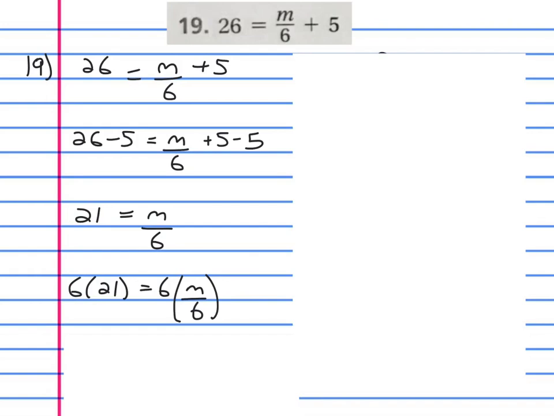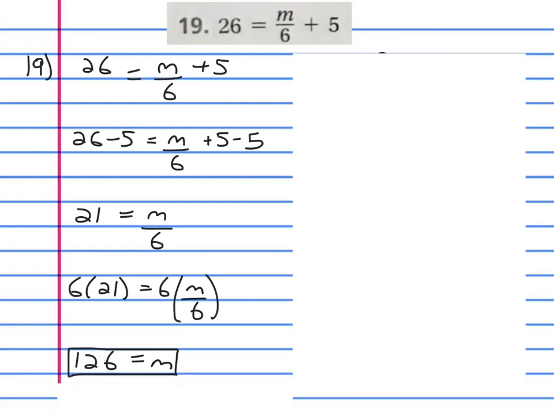So 6 times 21. Well, I'm going to do this mentally. I'm going to say 6 times 20. 6 times 2 is 12, so 6 times 20 is 120. And 6 times 1 is 6, so 120 plus 6, 126. And of course, we undid the divided by 6 with times 6, so those parts go away, leaving just m. Okay, so 126 is equal to m.